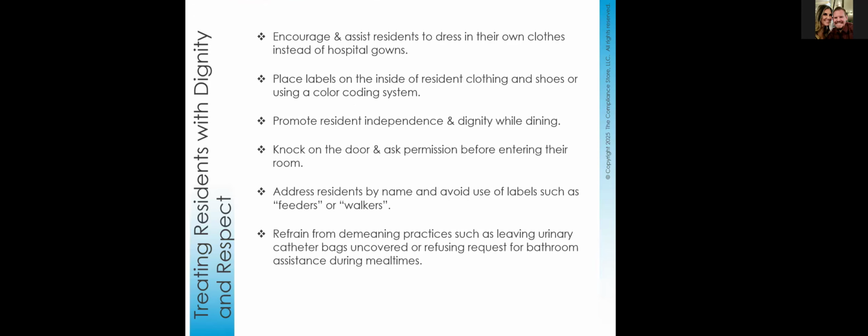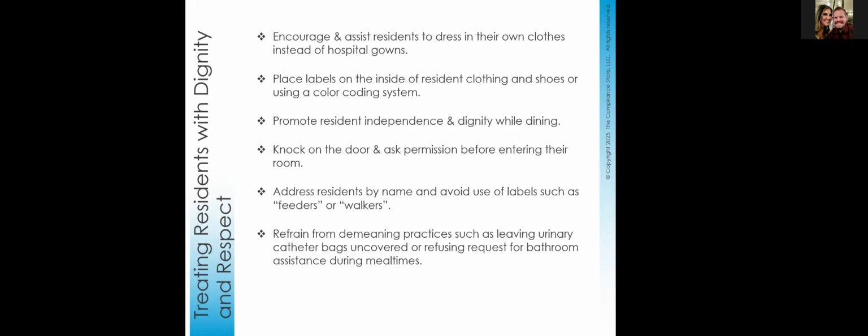We're going to respect the resident's right to privacy and keep residents informed of all changes concerning care and health status. We're going to encourage and assist residents to dress in their own clothes instead of hospital gowns. We're going to make every effort that we can to do that. We're going to place labels on the inside of the resident clothing and or shoes using a color coding system. So each patient's stuff will be limited inside their room. That's our coding system, so that there is no cross-contamination.